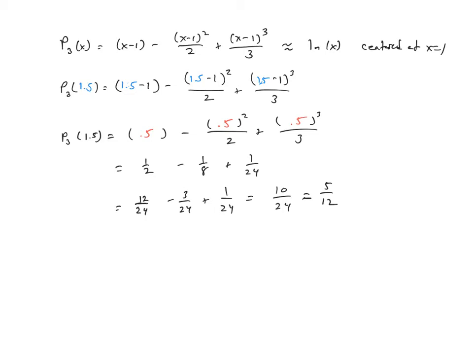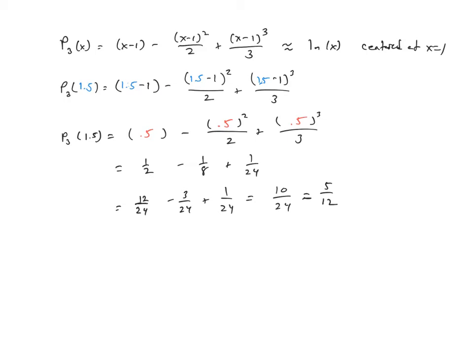So I can take 1.5 and put it in for the x's. So p sub 3 of 1.5 is going to be 1.5 minus 1 minus 1.5 minus 1 squared over 2 plus 1.5 minus 1 cubed over 3. When I simplify that, that gives me 0.5 minus 0.5 squared over 2 plus 0.5 cubed over 3. Now, I did use decimals here, and I am switching to fractions, mainly because the fractions are going to be easier to work with calculation-wise.